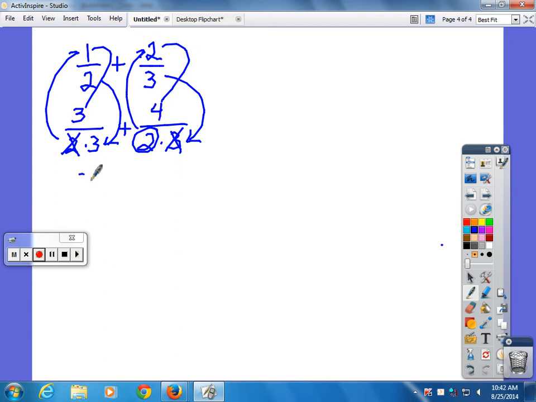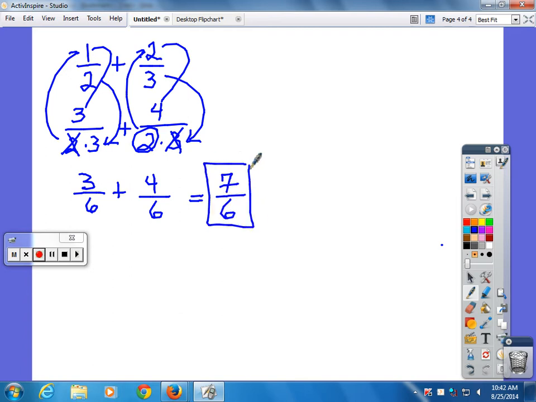And you get 3/6 plus 4/6, which is equal to 7/6. Okay, that's one way people learn to do it. Another way is the big Z. 1/2 plus 2/3, and 2 times 3.